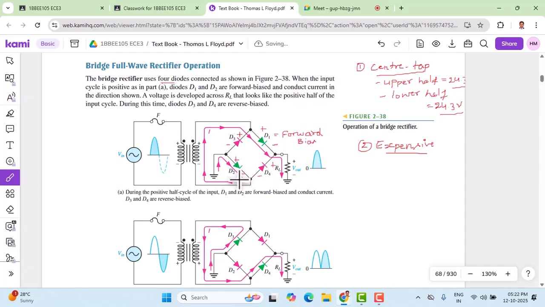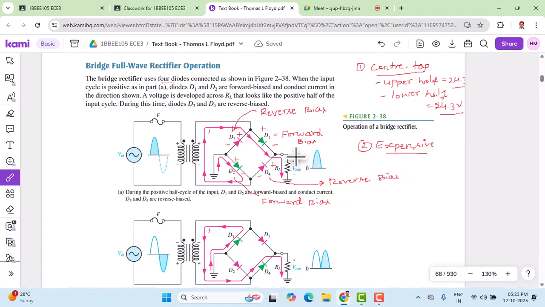And D2 is also forward biased, which are shown in green color. We can see the other diode conditions here. D3 has minus to the anode and plus to the cathode, so D3 remains reverse biased. The same thing happens for D4, because minus is at the anode and plus at the cathode, so this becomes reverse biased.